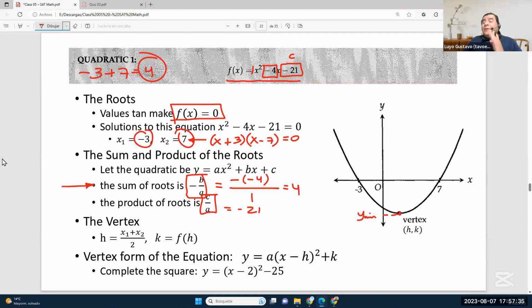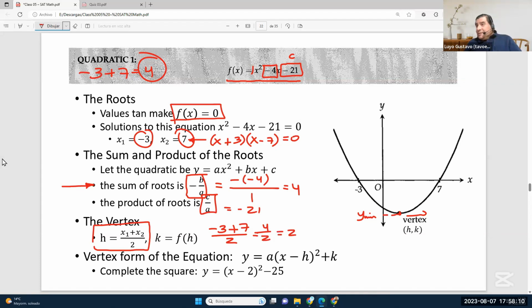And since the vertex is located symmetrically in the vertical parabola, you can simply obtain the coordinates of the vertex by doing this. The horizontal coordinate of the vertex we call H. And this you obtain using this formula. Simply take the average of the two roots. Okay, let's do this. For example, negative 3 plus 7 over 2. We have 4 over 2 that equals 2.